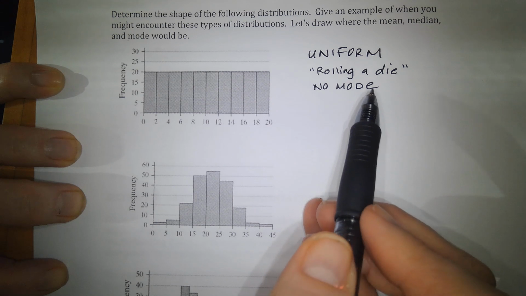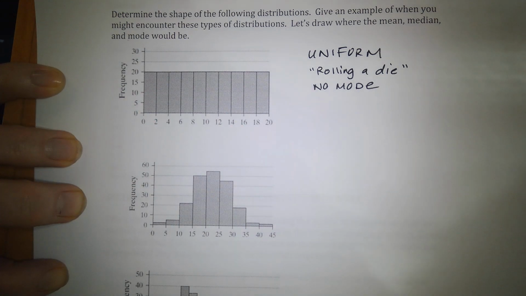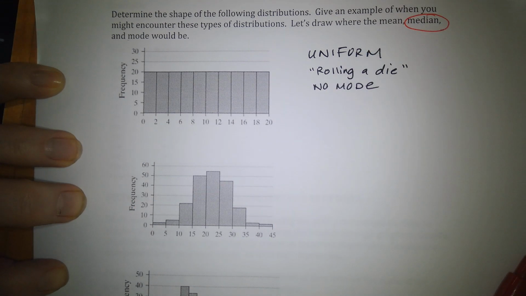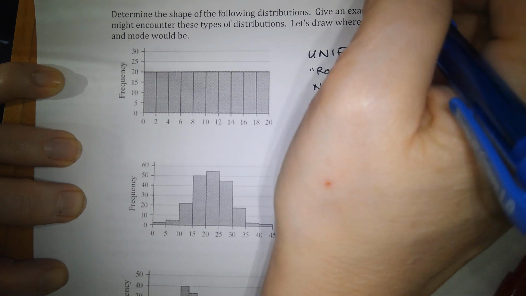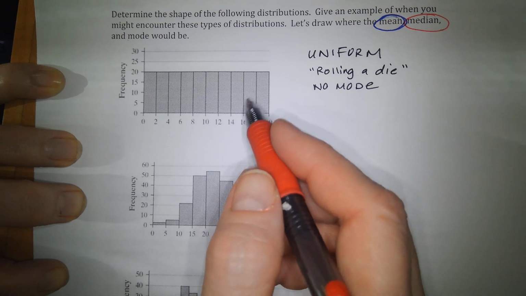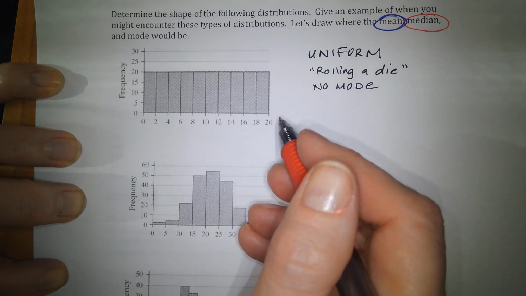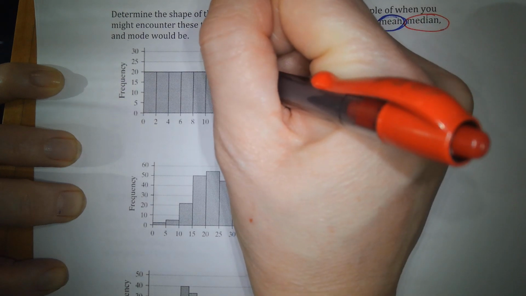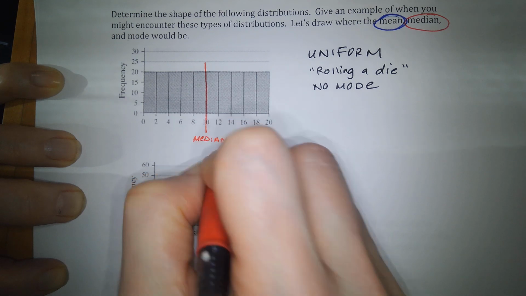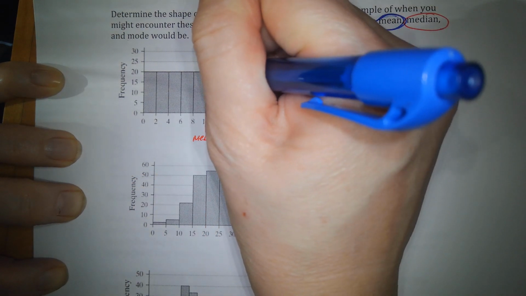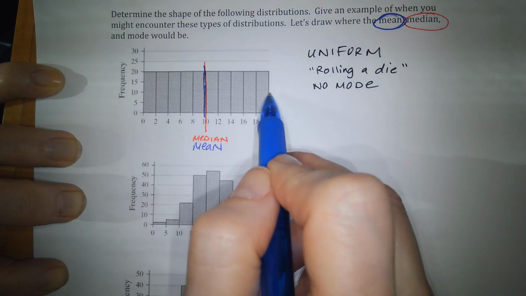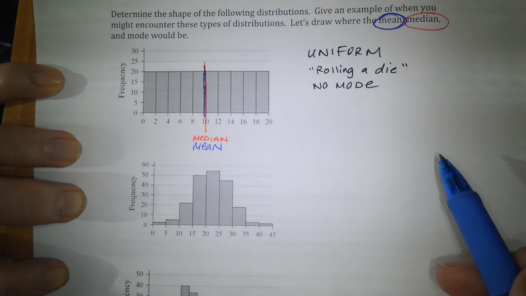When we're talking about mean and median, I am going to draw the median in red, and I will draw the mean in blue. In this particular case, the mean and the median would be exactly halfway. So halfway of 20 would be 10. So the median, which is the middle of the graph, would be right here in the middle. The mean will also be exactly halfway, which would be the average of all this data, which is exactly halfway in between all the data.